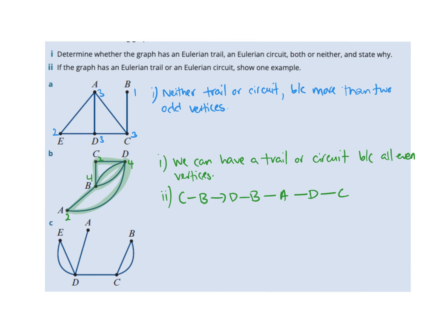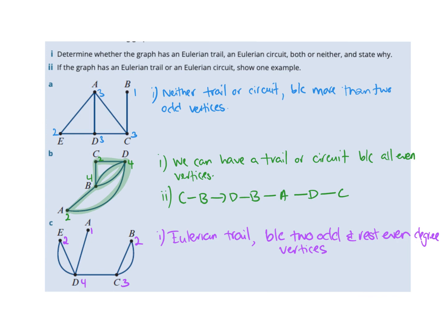All right, and then let's look at this last one. So I'm going to check the vertices degree. So E is 2, A is 1, B is 2, C is 3, and D is 4. So what can I get with this one? A trail, and so a Eulerian trail can happen, and why? There's two odd. Yeah, because two odd and the rest even degree vertices.